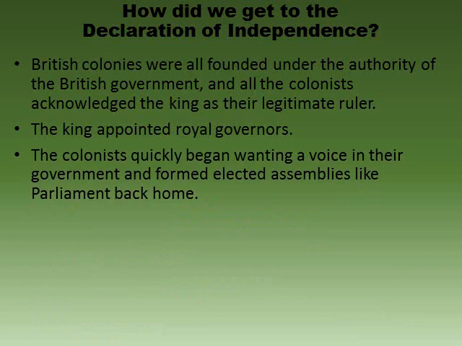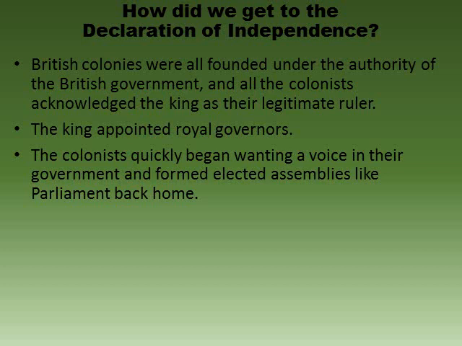Of course, in Britain, there was a parliament, which had been going on for almost 1,000 years. So the colonists were used to having a voice in their government back home, and they wanted something like that in America as well. And so they ended up forming these elected assemblies in each colony, and it was kind of a way for the best and the brightest in these different colonies. They got elected to these assemblies, and they would go debate the issues of the day, talk about the problems that were going on, and they could do some things.